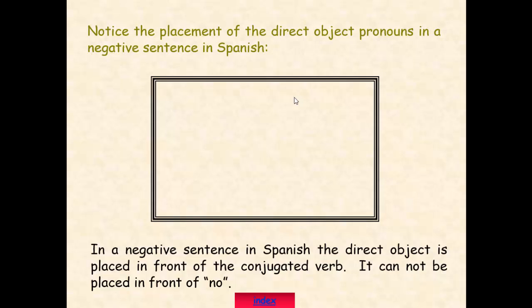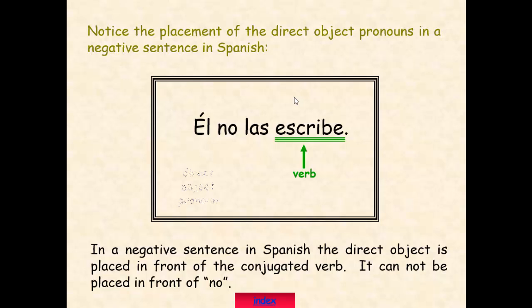Okay, now in negative sentences, when we have to negate a sentence, we just put no. Ella no canta las canciones. But in Spanish, we can't separate the direct object pronoun from its conjugated verb. So it's going to be él no las escribe. We can't say él las no escribe. It doesn't work. That pronoun has to be right next to the conjugated verb.